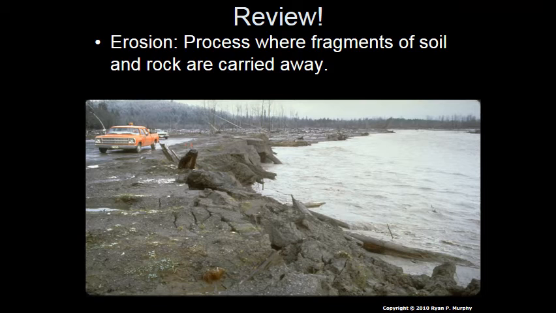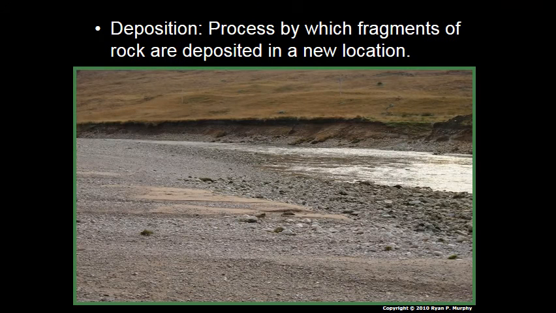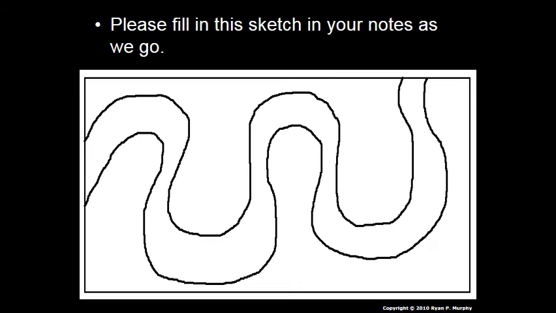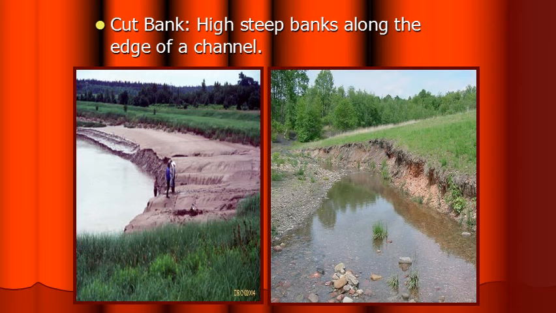All right, so first of all, as I said, this all has to do with the process of erosion, which is the process where fragments of soil and rock are carried away, moved to a different place. And deposition is where those things are dropped off. Okay, so make sure you are filling in the sketch in your notes as we go. Draw some pictures and fill in the blanks for the definitions of these terms.